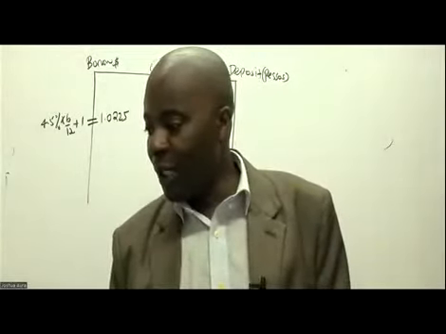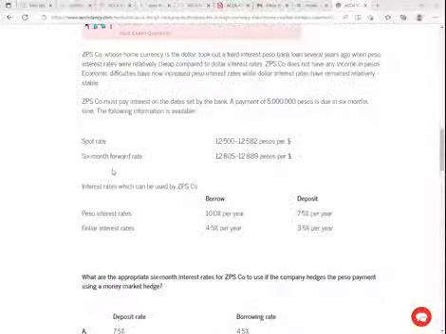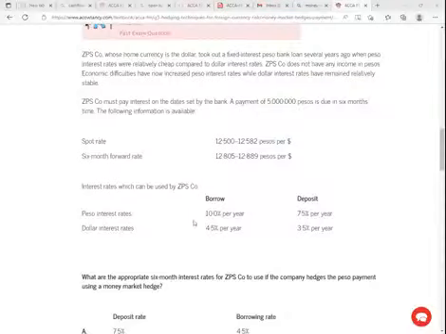Okay. So for depositing of the pesos, what do we have here? Depositing of the pesos, it is 7.5% per year. So this is 7.5% per year times 6/12 plus 1. I believe this is what Madam Marietta has already given me, 1.0375. Thank you very much.